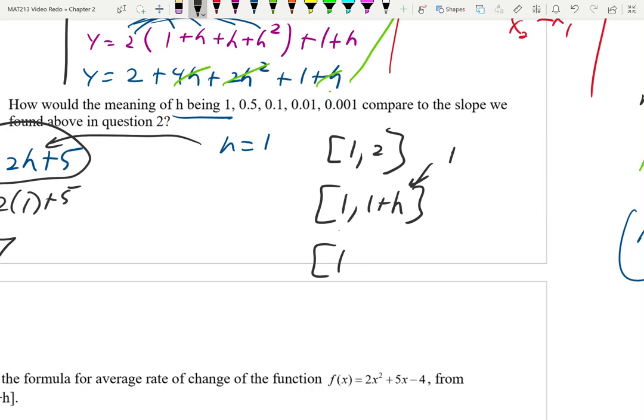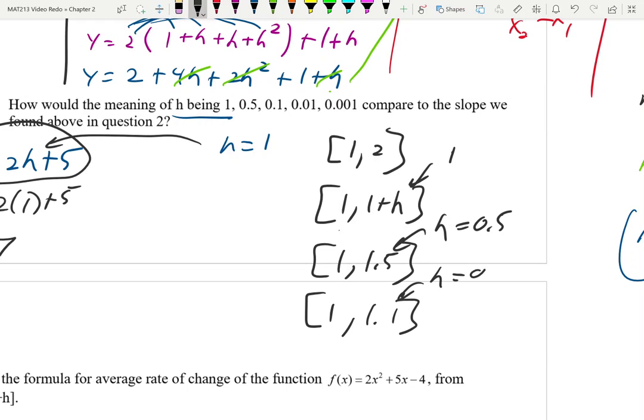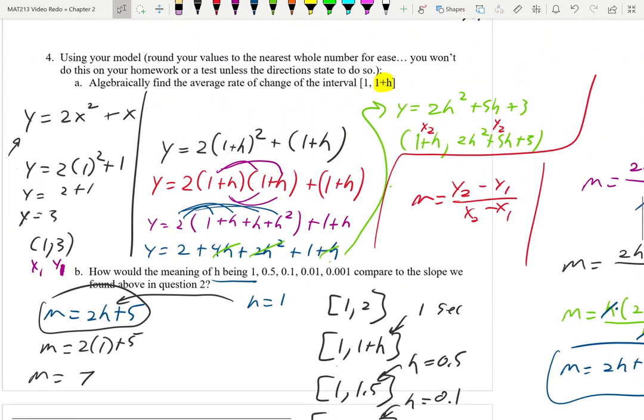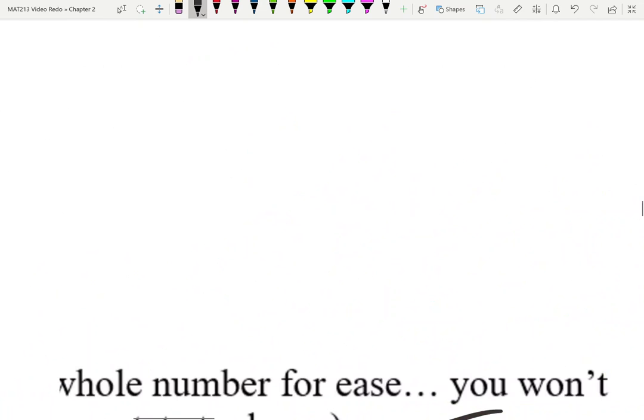What if I wanted to do an interval of 1 to 1.5? Well, then what would my h need to be? Well, if my formula is 1 plus h, then my h would have to be 0.5. And then what if I wanted to do from 1 to 1.1? Well, what would my h be? My h would be 0.1, right? So the h represents the length of your interval, how long it lasts. H is 0.1 seconds or 0.5 seconds, or h is 1 second, right? The h is how long the interval is, starting at 1, because when we created our point, we did it as 1 plus h.